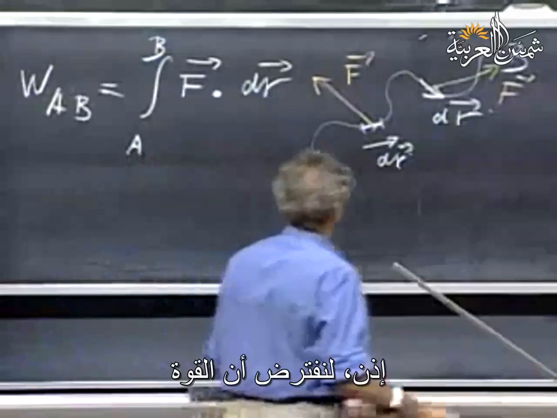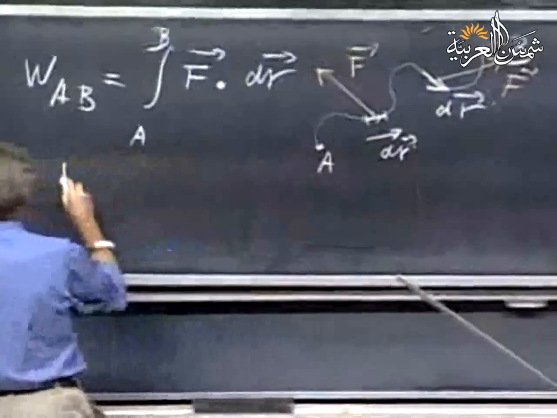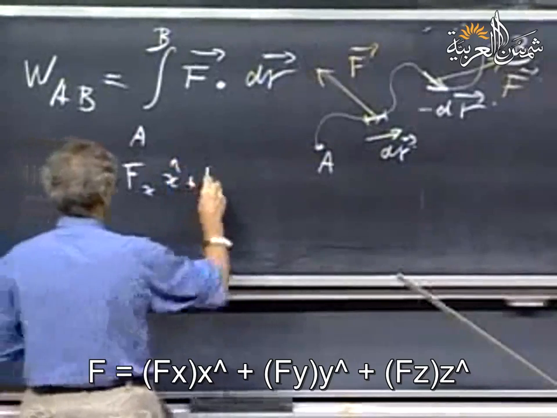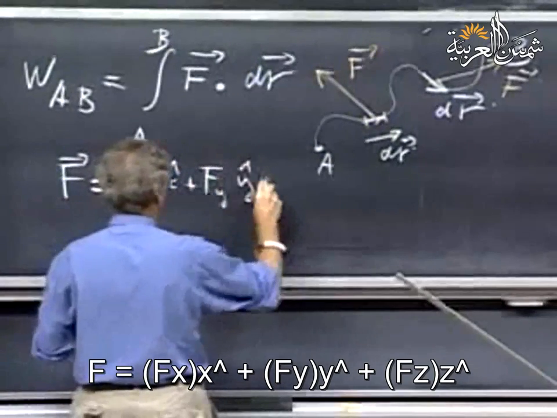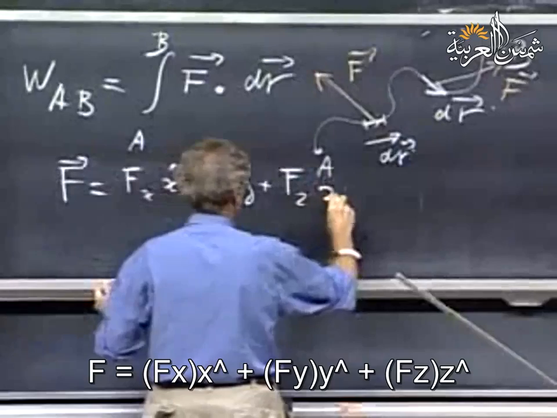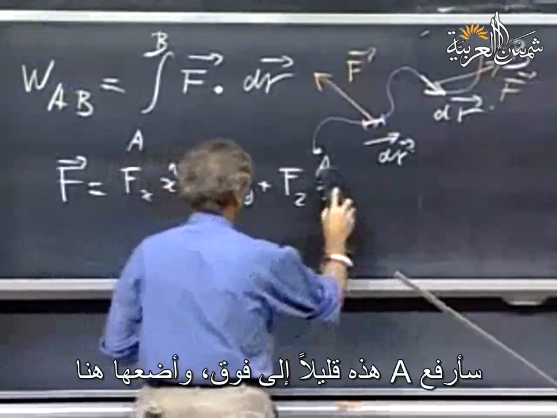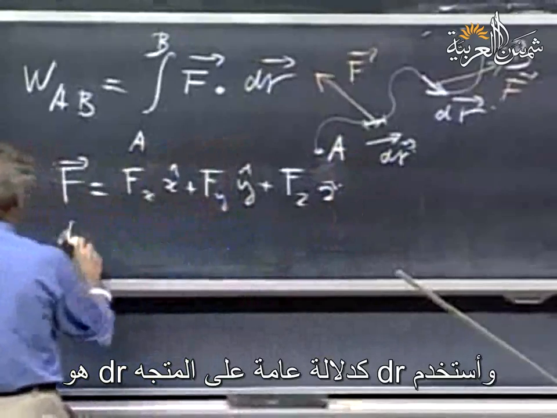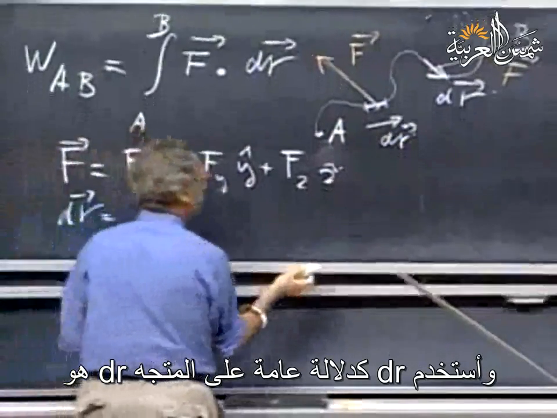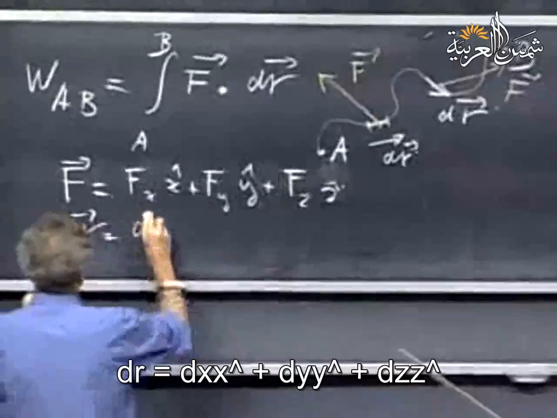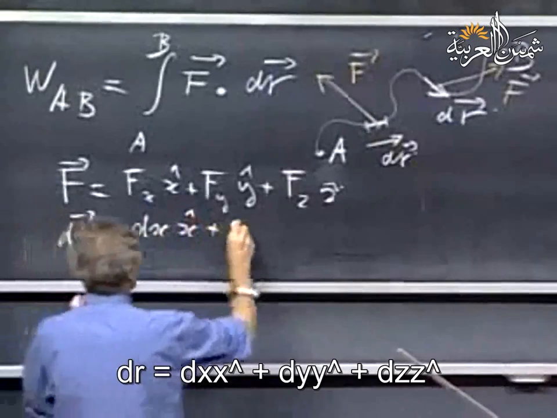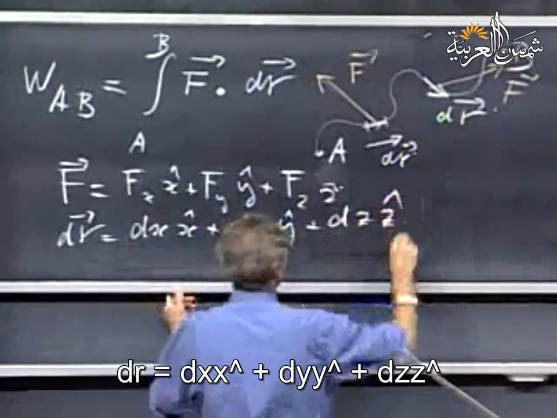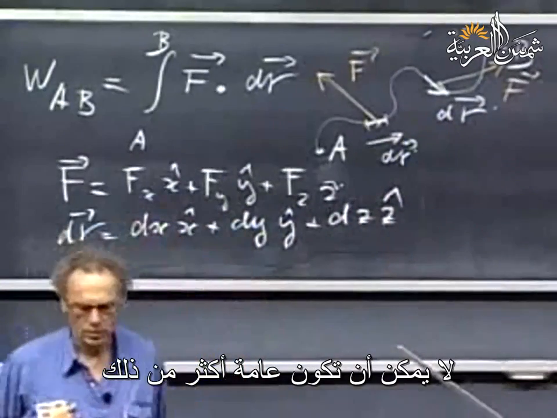So let the force be f of x, x roof, plus f of y, y roof, plus f of z, z roof. And let dr, the general notation for vector dr, equal dx, x roof, plus dy, y roof, plus dz, z roof. Cannot be any more general.